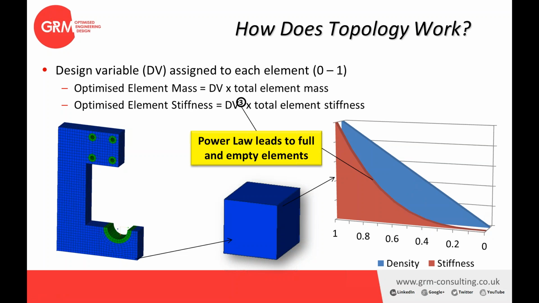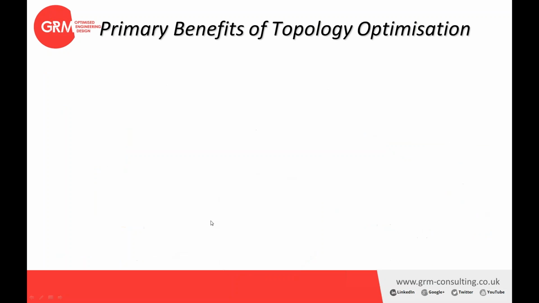So that penalty method, this power law method, prevents the topology from evolving essentially halfway between some material and no material. So this process will ultimately erode our material down to create the load paths through the elements that are doing the most work in our structure.